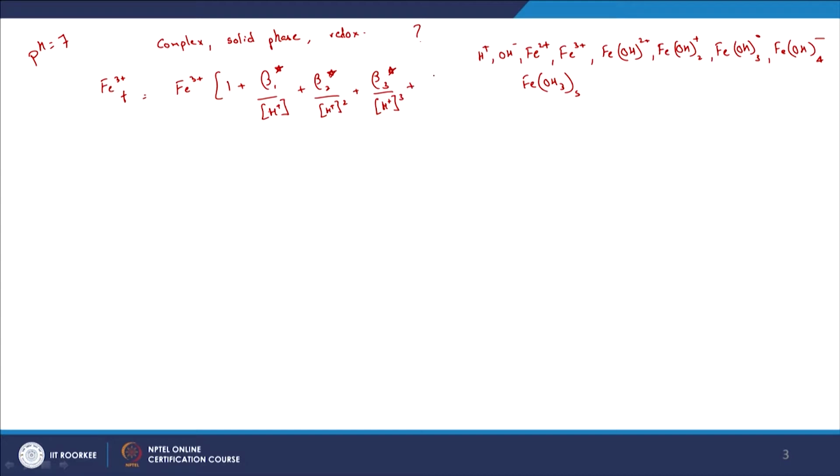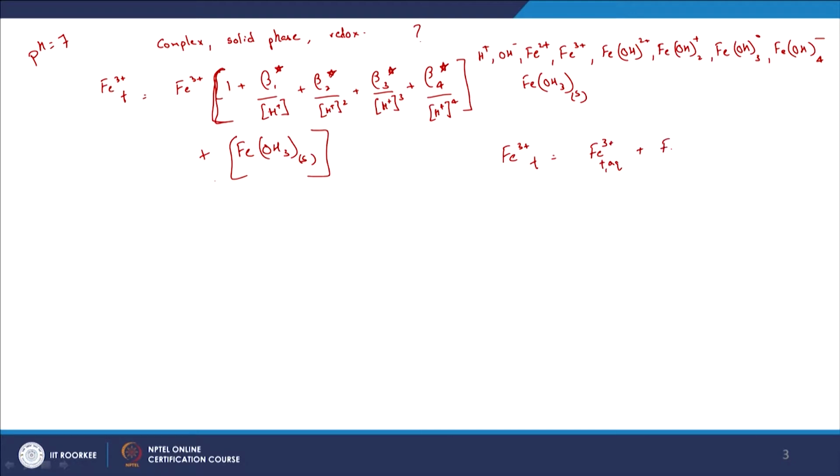plus beta 4 star divided by H+ to the power of 4, and obviously we need to consider the other unknown, which is the concentration of the solid that has precipitated out. This again is your unknown here. To refresh your memory, the Fe3+ total would be the sum of Fe3+ in the aqueous phase plus the Fe3+ in the solid phase. So, this is the aqueous phase and this is the solid phase.